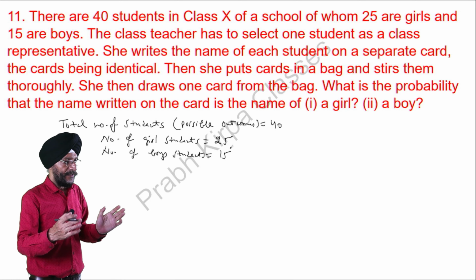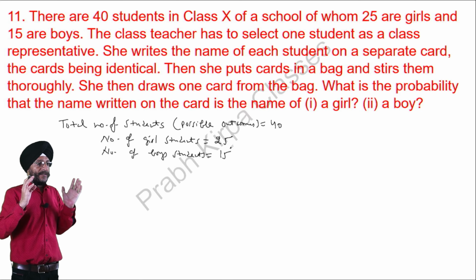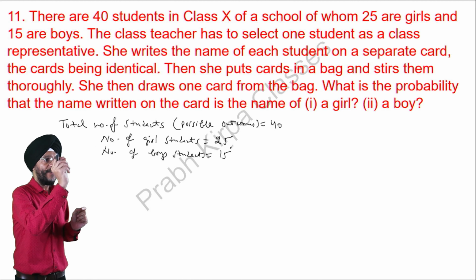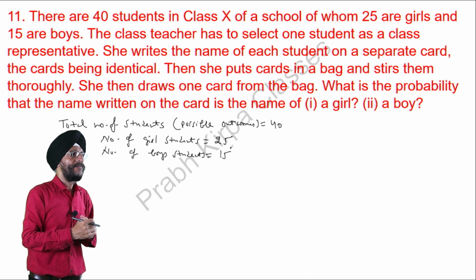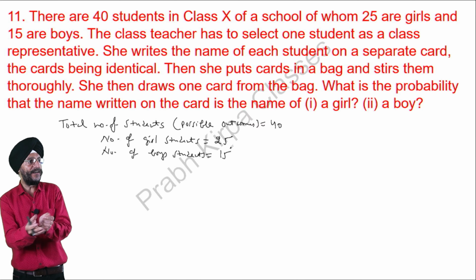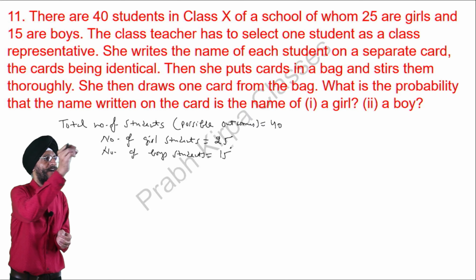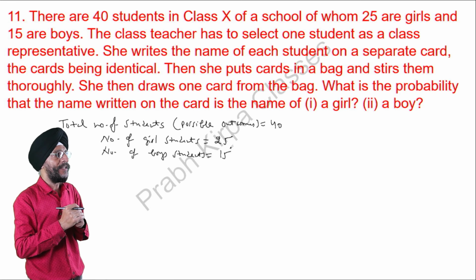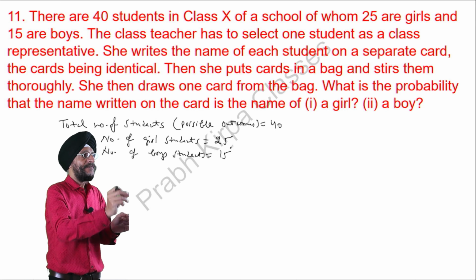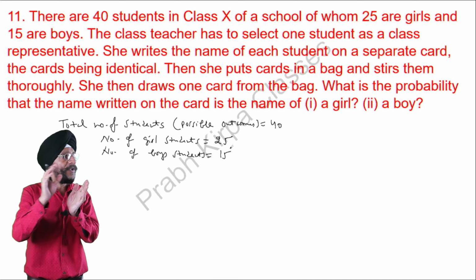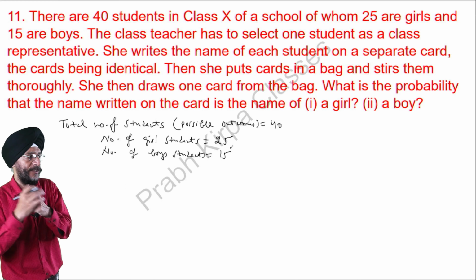Now what is written more? It is written that the teacher has to select out of these 40 one student as a class representative. She writes all the names on separate cards and mixes the cards, and then one of the cards out of these 40 is picked up. We have to find out the probability whether the card which has been picked up will be that of a girl or that of a boy student.